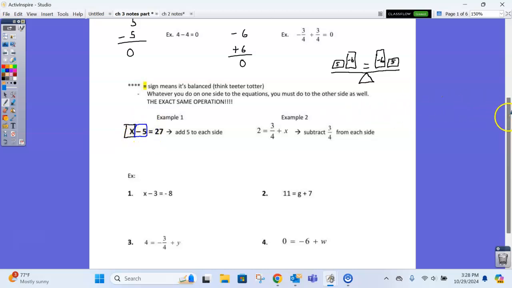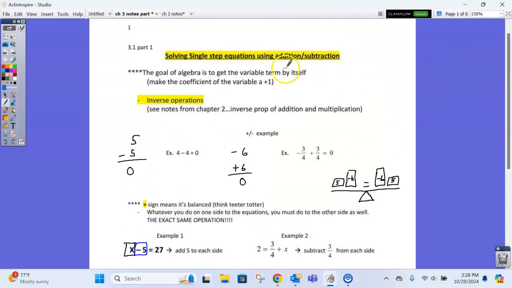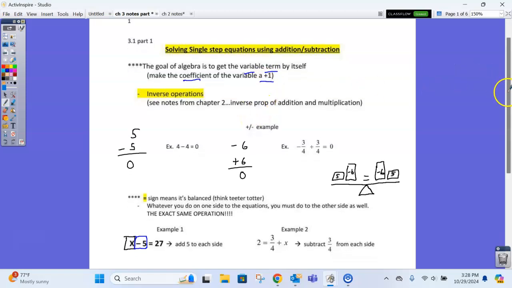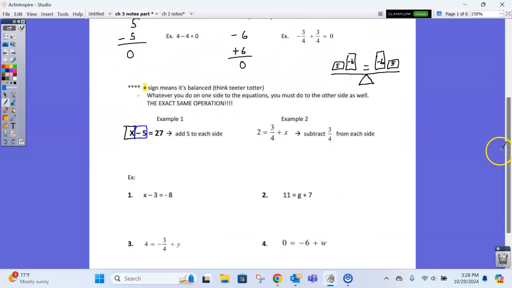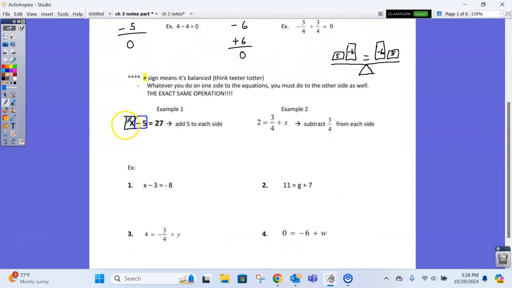Now, our goal, as stated earlier, is to get the variable term by itself. And we're going to make that coefficient a positive 1, which will be later down the road as we get into other types of operations. But in this case, since I have the variable term here, I need to get rid of this negative 5 from this side of the equation. So how do I do that? I add 5 to each side.